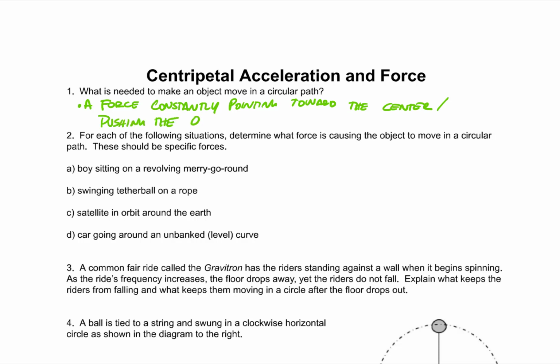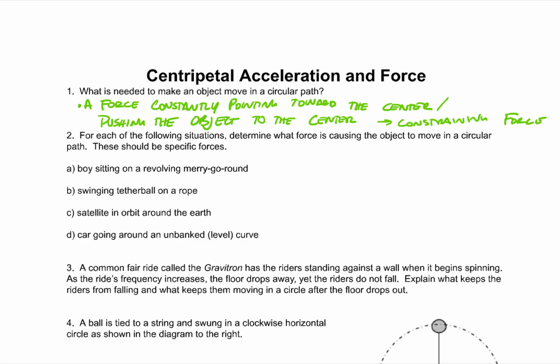So that's pushing the object towards the center or pulling the object towards the center. Or if you want to think about it a different way, we need some sort of constraining force to make the object go in a circle. Think about a ball on the end of a string. The string is the force that's constantly pulling it towards the center. The string is the constraining force that we have.